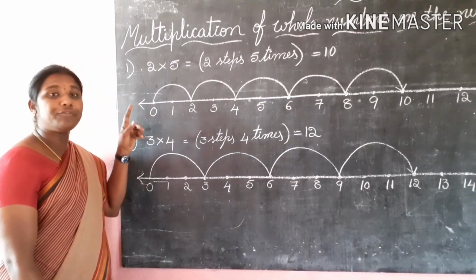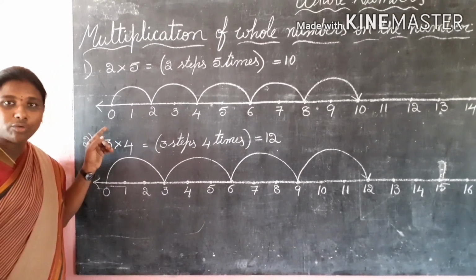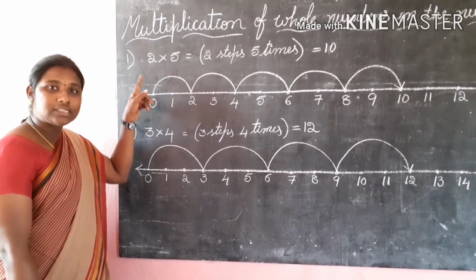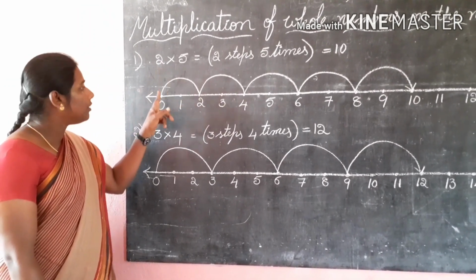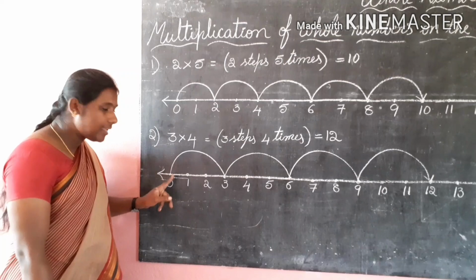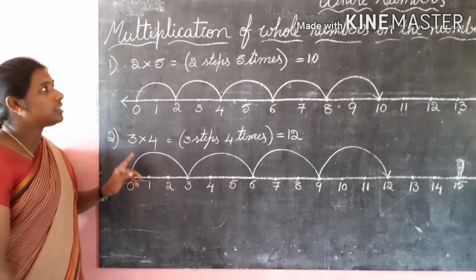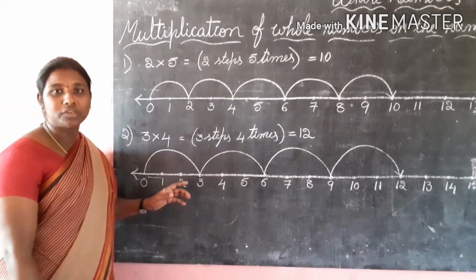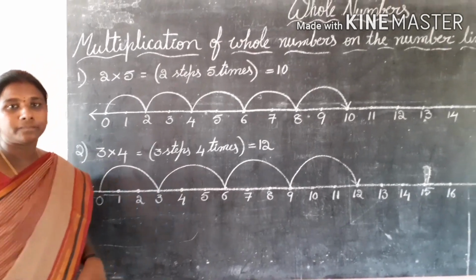Every time we have to start from 0. When we start doing this 2 into 5, we have to start from 0. Again here also we have to start from 0. This is about the multiplication of whole numbers on the number line.